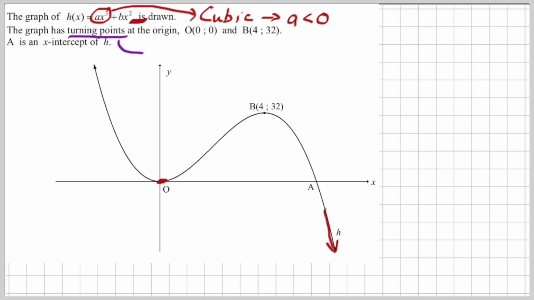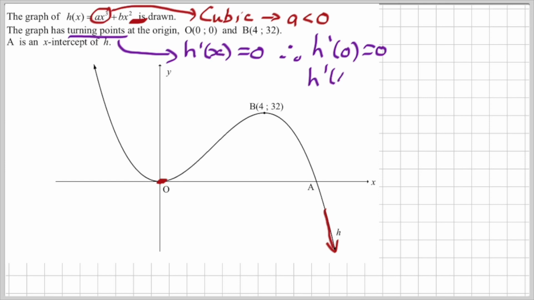Now, next up, it says there are turning points. So what must I remember from turning points? Well, the derivative is equal to 0. But where are the turning points? At x equal to 0, and x equal to 4. So that is very important, those two things. So automatically, I have 2 equations that I could work with: h accent of 0 equals 0, and h accent of 4 equals 0.